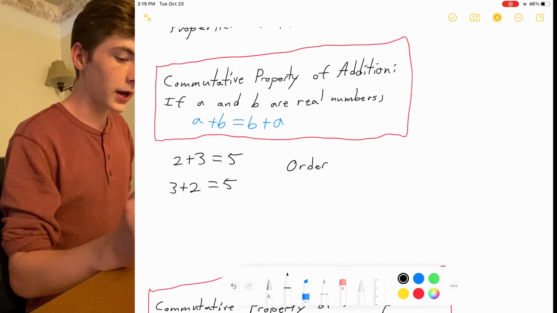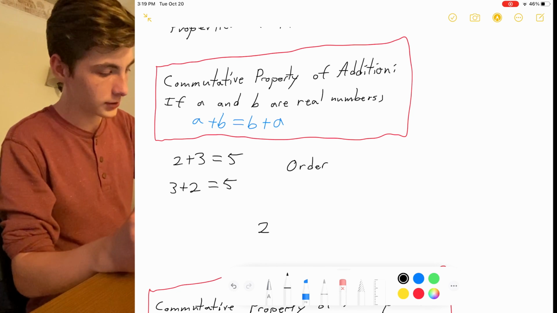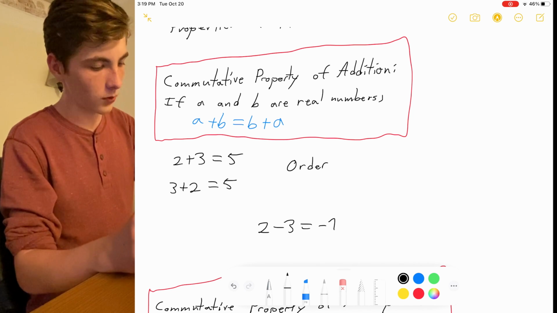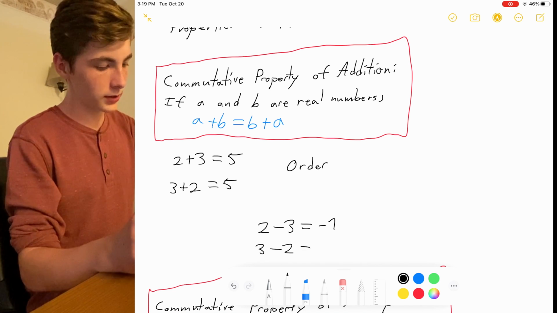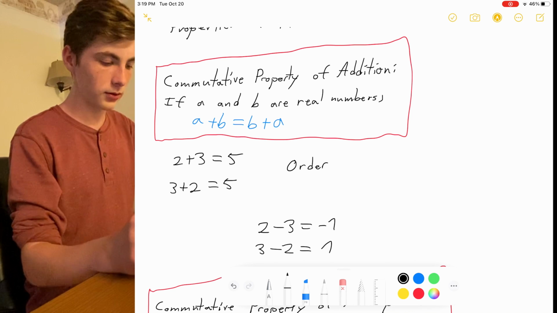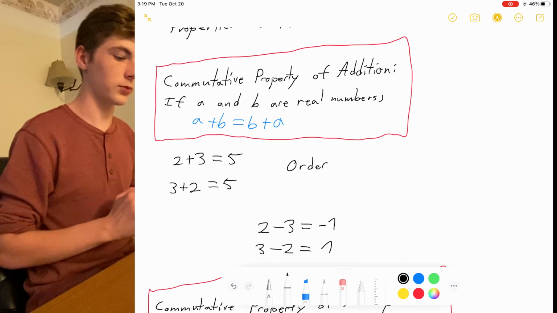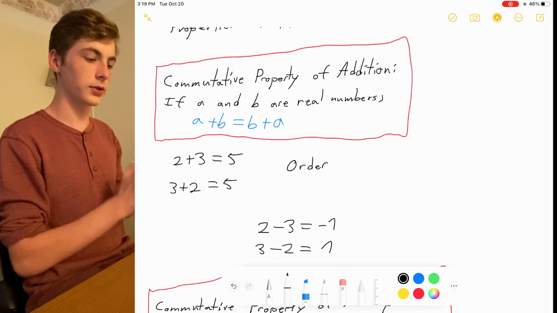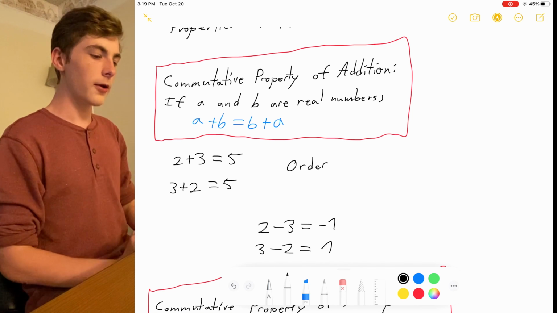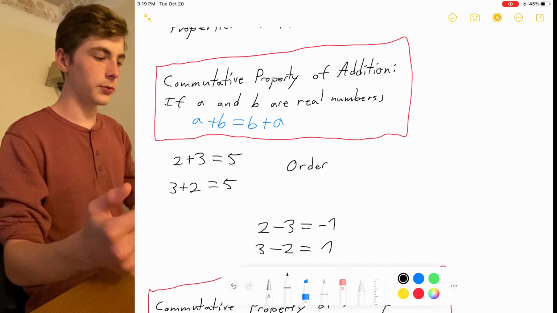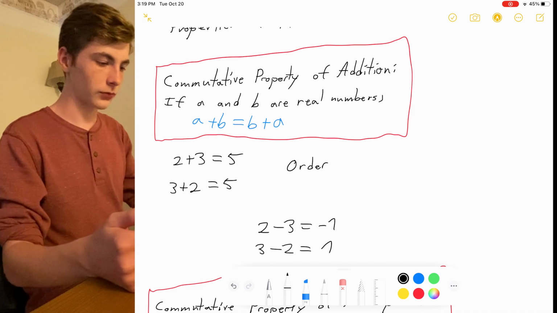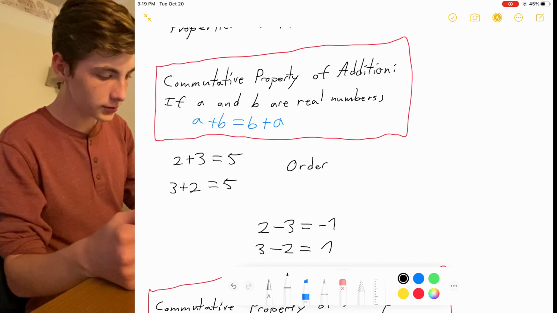Now, it does matter when we're subtracting, right? If I say 2 minus 3, that's negative 1. But if I say 3 minus 2, that's a positive 1. So you can't say about subtraction that the order doesn't matter, because the order does matter when you're subtracting, which is why we only have a commutative property of addition, not subtraction.